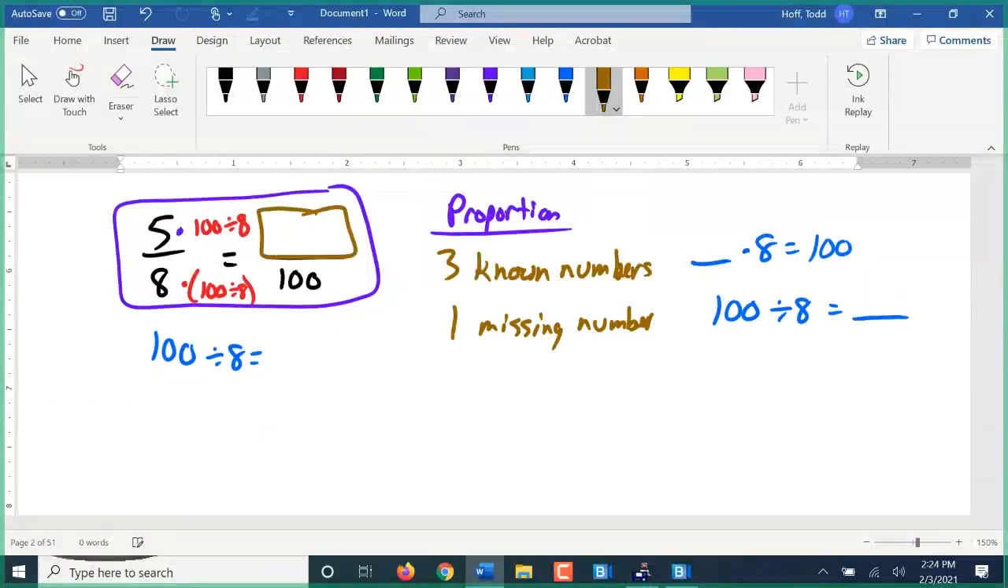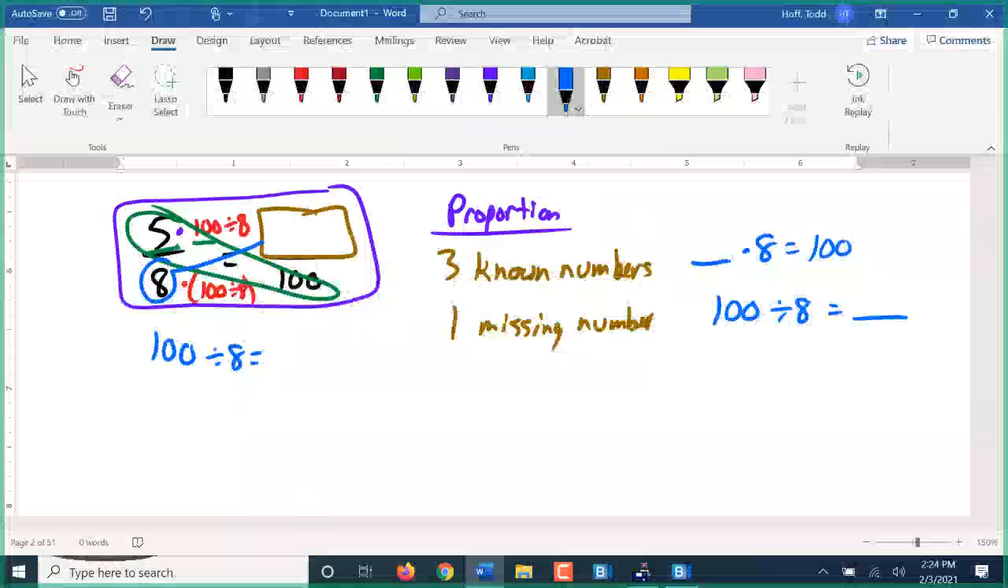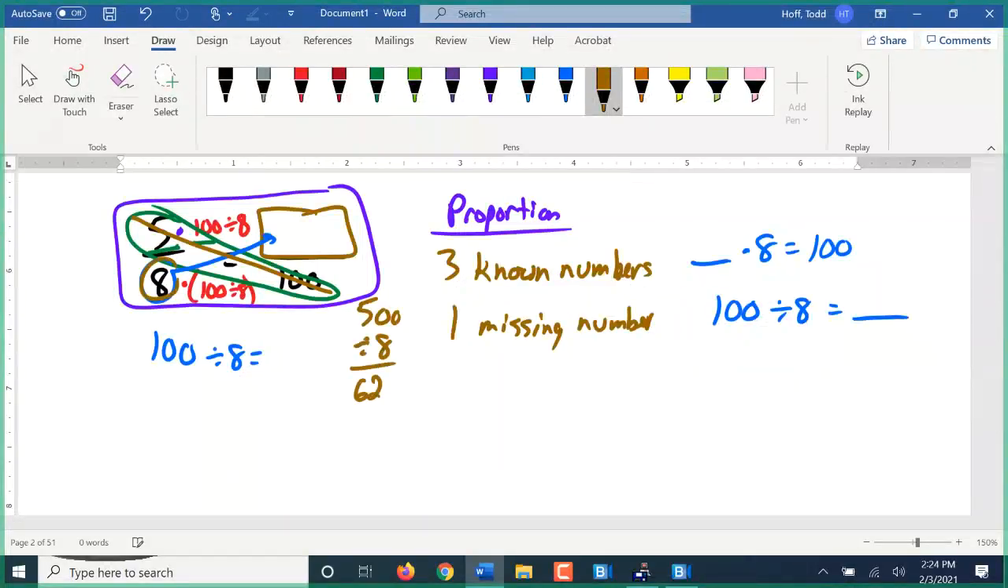There's our missing number. In a proportion, there's always 2 numbers that are diagonal with each other. That's the 5 and 100. Notice it's 5 times 100. Those 2 numbers that are diagonal with each other get multiplied. There's another number that's diagonal with the missing number. That 8, we're going to end up dividing by. So to solve this, it is 5 times 100. They're diagonal. That's 500. Divided by the 8 gives us 62.5 out of 100, or 62.5%.